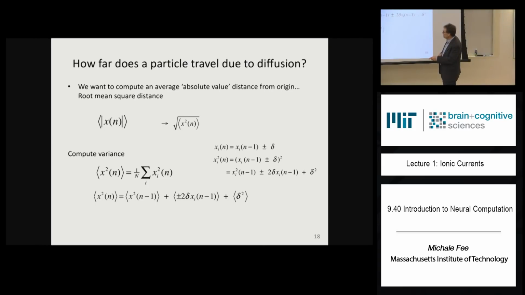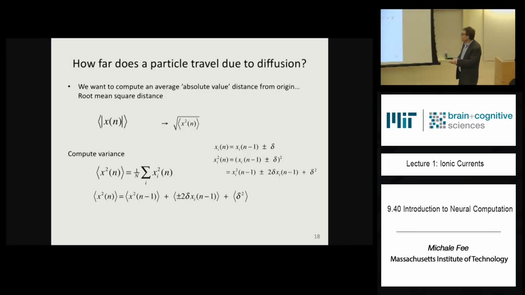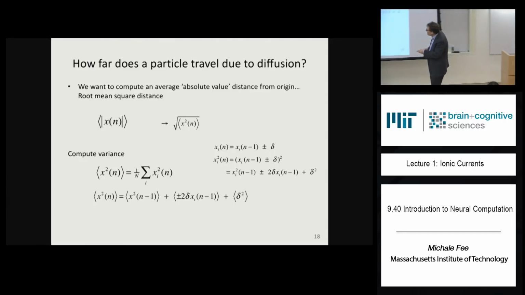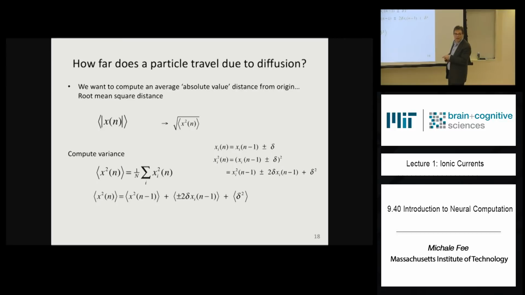Okay, and we're going to now plug in that average. So the average position squared at this time step n is the average position squared at the previous time step plus some other stuff. And let's take a look at what that other stuff is. This is plus or minus 2 times delta, which is the size of the step, times x. So what is that average? Half of these are positive and half of these are negative. So the average is 0, right?